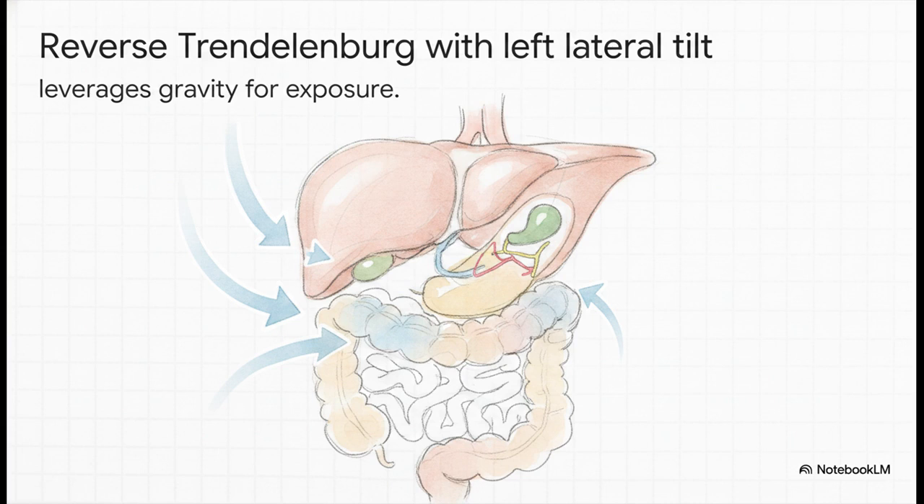Laparoscopic cholecystectomy strictly requires a reverse Trendelenburg position combined with a left lateral tilt. This incredibly specific alignment directly leverages gravity to shift the highly mobile transverse colon and greater omentum downward and completely toward the left lower quadrant. This perfectly exposes the right upper quadrant and Calot's triangle.